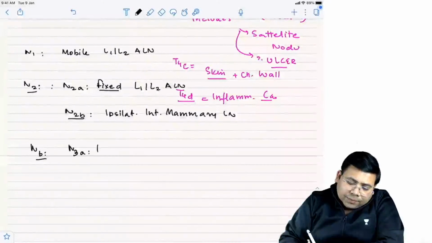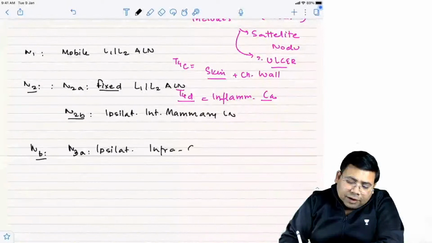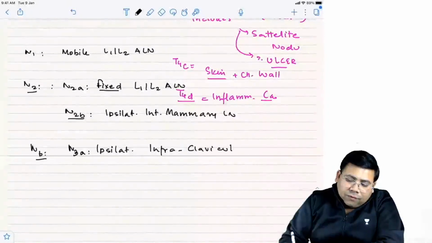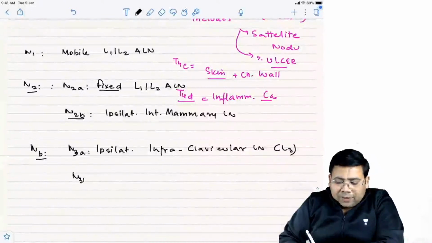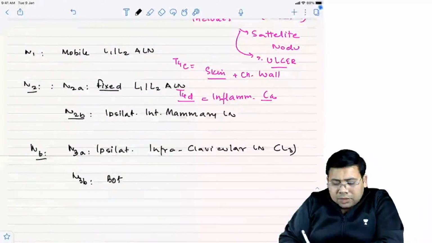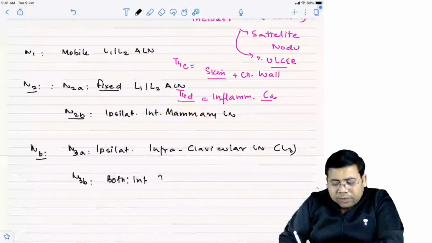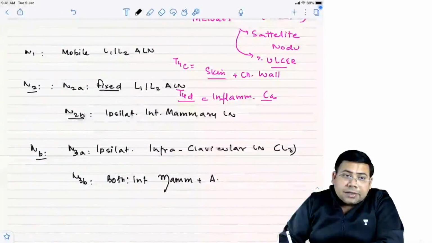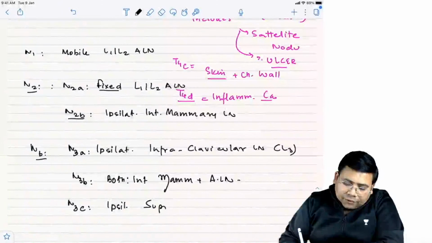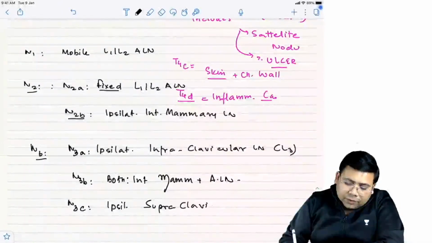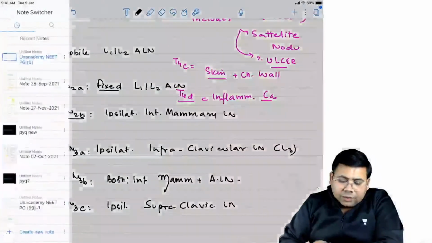N3A. Ipsilateral infraclavicular lymph nodes. When you talk about infraclavicular lymph nodes, that is level 3. N3B, both. It is internal mammary, and along with that, yes, the axillary lymph nodes. And what is N3C? It is ipsilateral supraclavicular lymph nodes. Supraclavicular lymph nodes. Let us go to the next question.